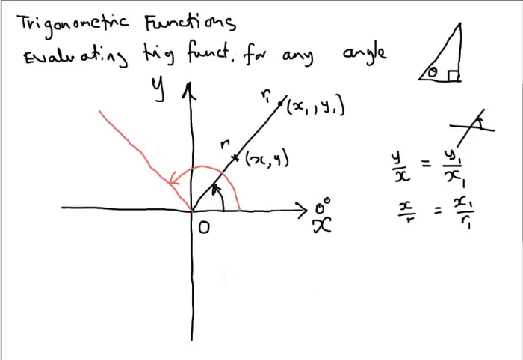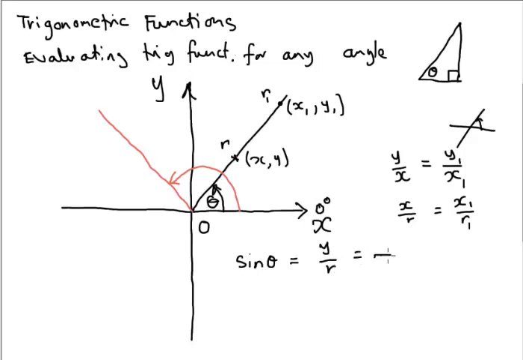So what I'm going to do now? Let's start with this black ray here and say the ratio which we're going to call sine of theta, this angle here, let's give it the name theta. The ratio we're going to call sine of theta is the ratio y over r. It doesn't matter whether I use r or r1.